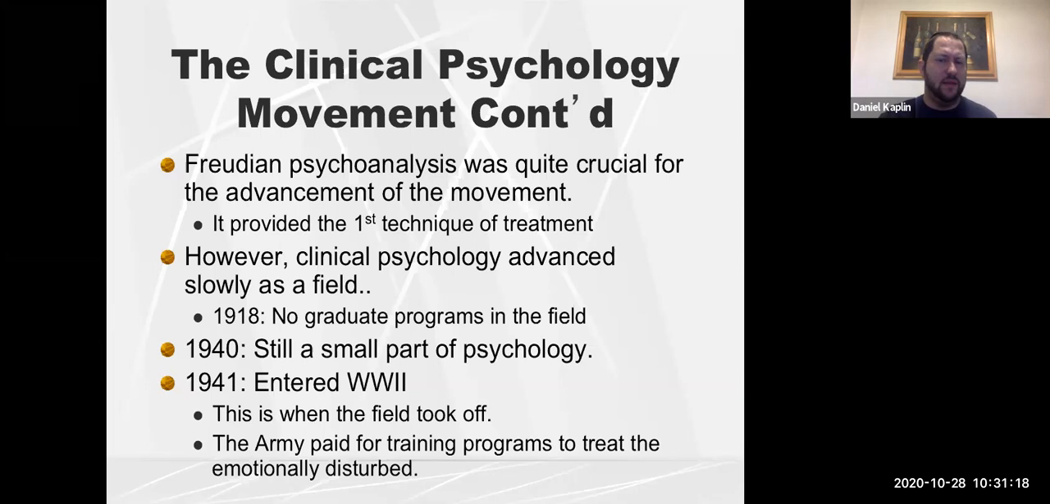In 1918, there were no PhDs in clinical psychology. And even by 1940, clinical psychology was fairly small. And then 1941 happens. 1941 is a powerful time in American history because of the bombing of Pearl Harbor and the United States entering in World War II. And World War II was a very traumatic experience for many soldiers. So the Army started to pay for training programs to help treat people with psychological needs.